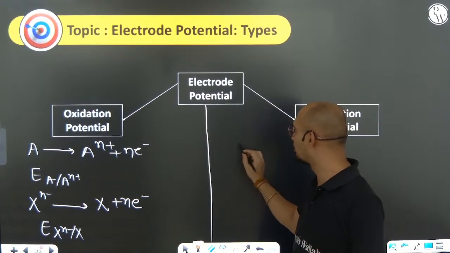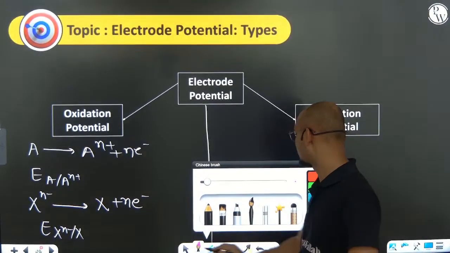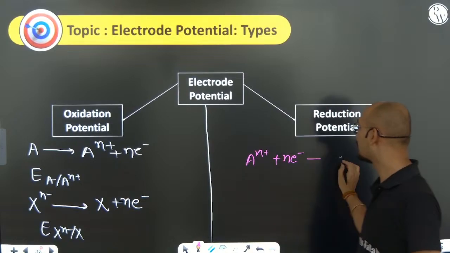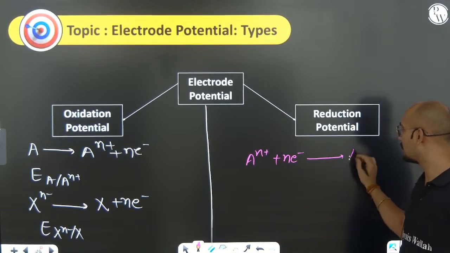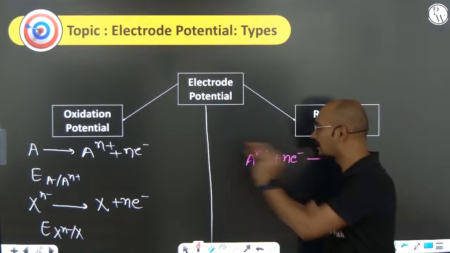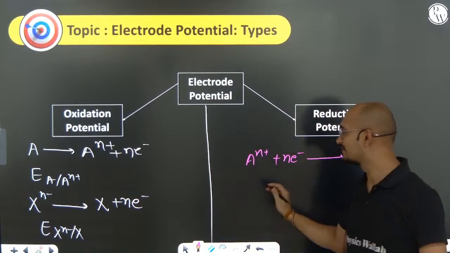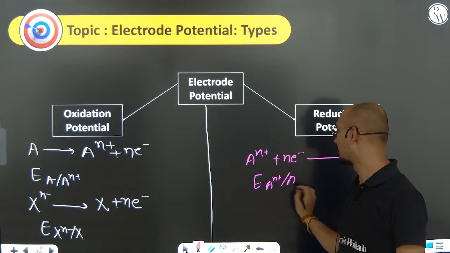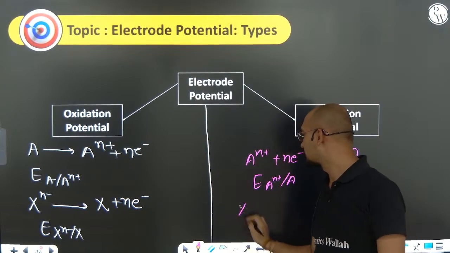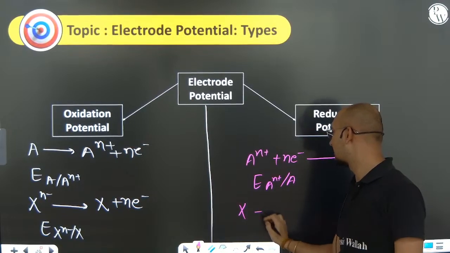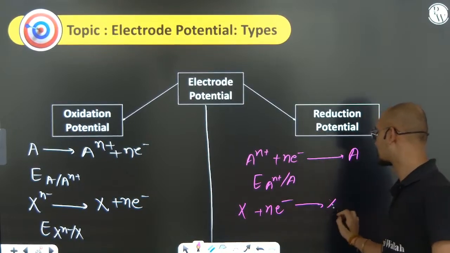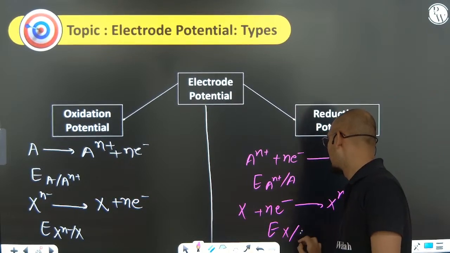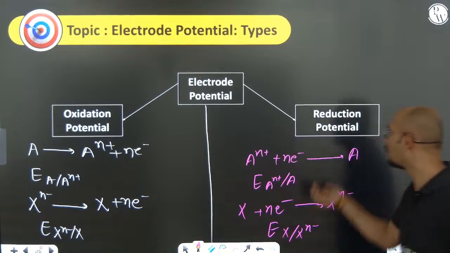For reduction potential, I hope you understand, just write the reaction in the opposite way. A^n+ by taking n electrons converts into A. Here electrons are gained, and gain of electron is reduction. In such case, it will be written as E for A^n+ into A. Similarly, X by taking an electron is considered X^n-, and it will be written as E for X to X^n-. It is also reduction potential.